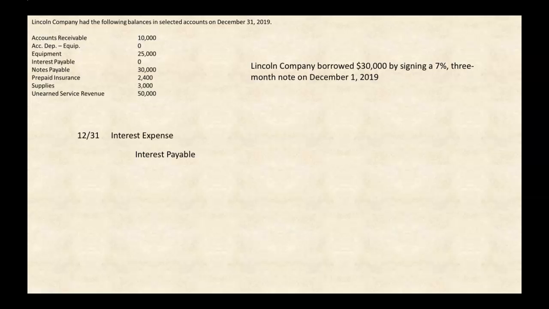Now, how do we figure out our amounts? Well, interest equals your principal times the interest rate times time. Time is always in terms of 1 year because our interest rate is always an annual interest rate. So our principal is the $30,000. Our interest rate is the 7% or 0.07, and it's been 1 month, so we multiply that by 1/12. So we find that our interest is $175. So we put the $175 up into our entry.